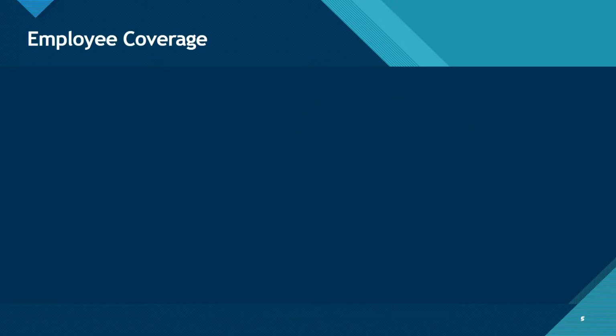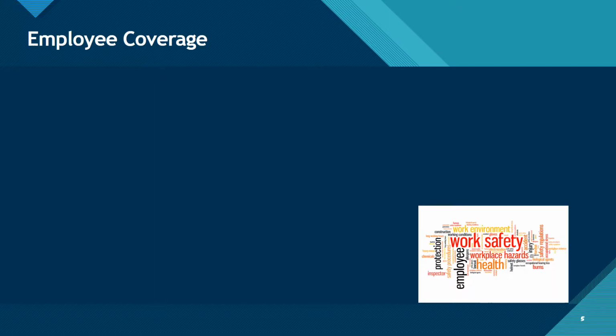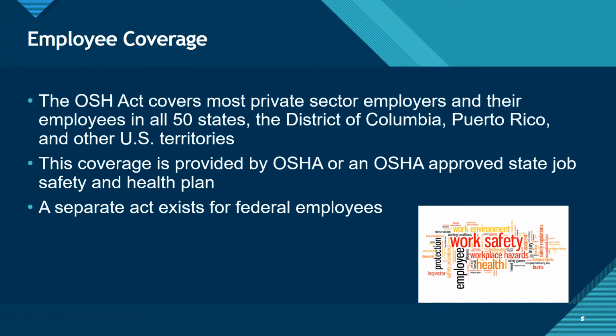The OSHA Act covers most private sector employers and their employees in all 50 states, the District of Columbia, Puerto Rico, and other U.S. territories. This coverage is provided by OSHA or an OSHA-approved state job safety and health plan. A separate act does exist for federal employees.